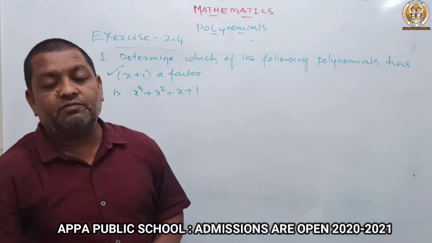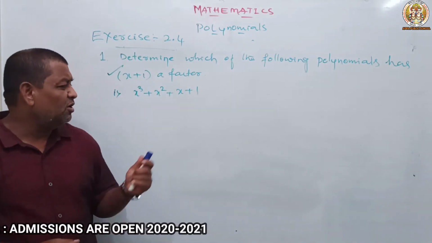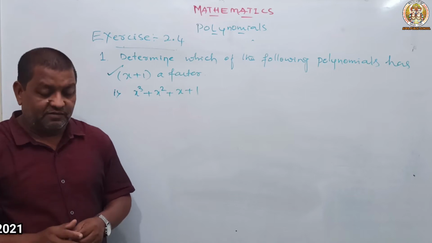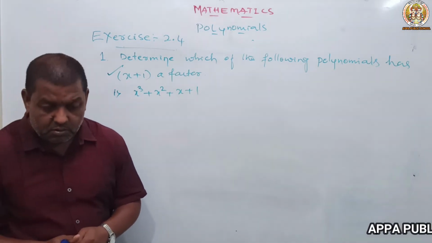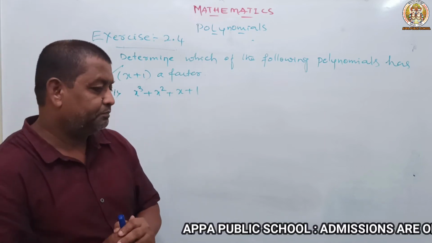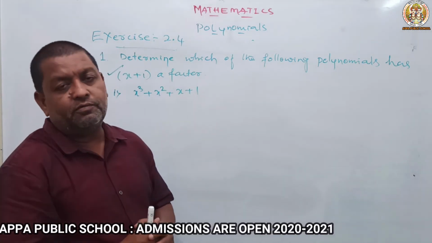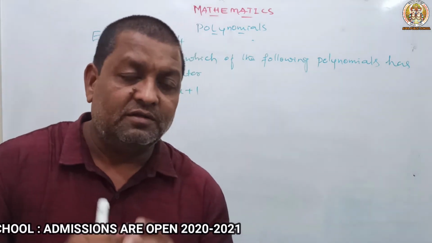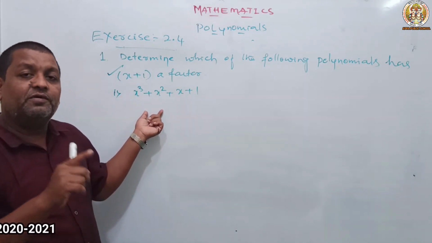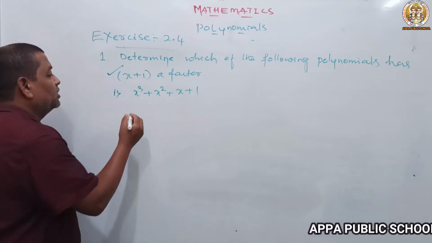Let me remind once again the factor theorem. When we say a given polynomial is a factor of the polynomial p(x), it is when the remainder comes 0. If you got remainder 0, then you can tell the given polynomial is a factor. How to find the remainder? Once again take the help of the remainder theorem. So just very easy: use the remainder theorem, find the remainder. If the remainder comes 0, then the given polynomial is a factor.